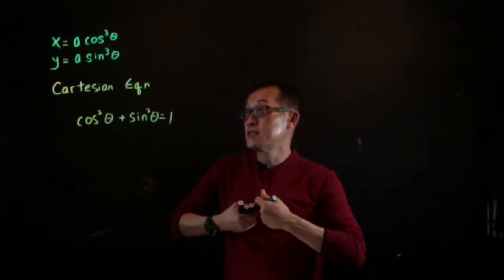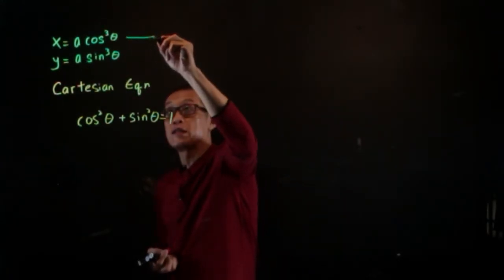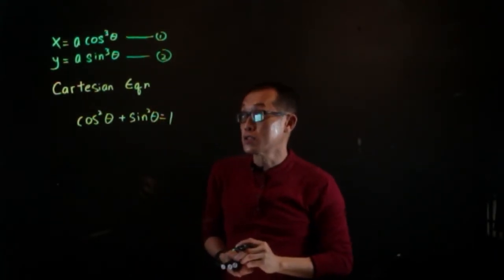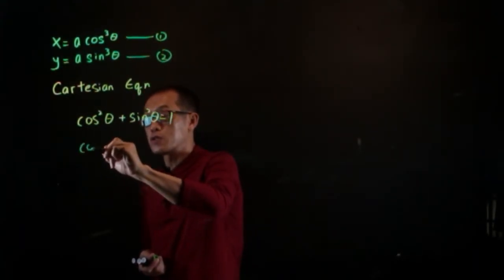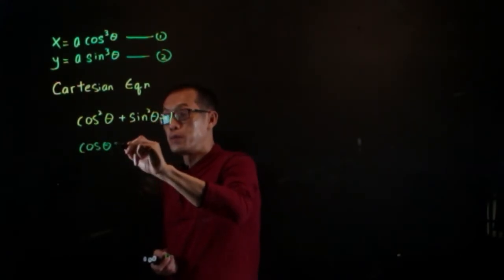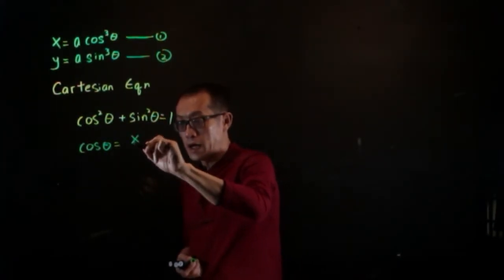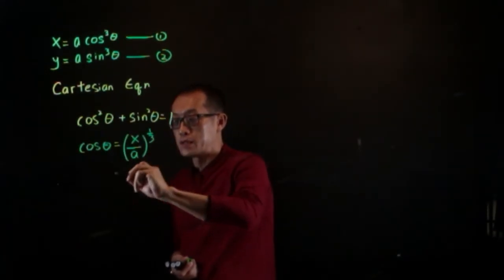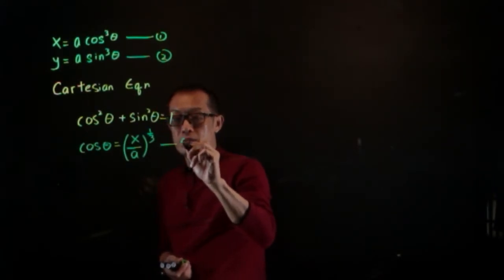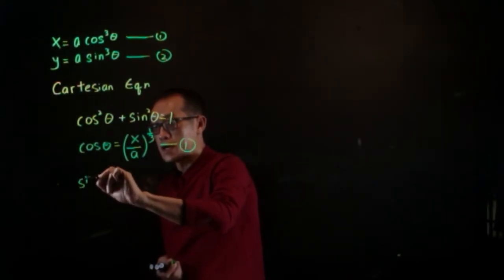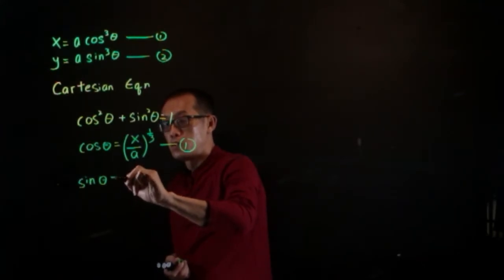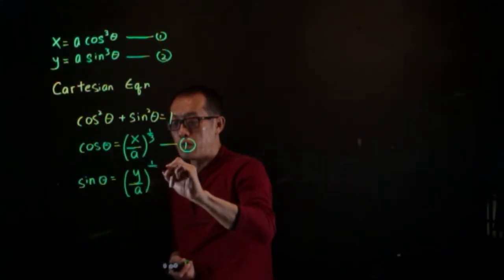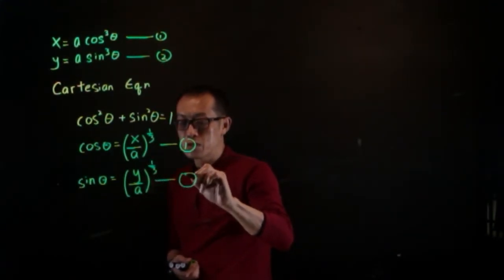So you express equation 1 in terms of cos theta. So cos theta will be equals to x over a to the power of 1/3. All right, this is from 1. Sin theta will be equals to y over a to the power of 1/3, and that is 2.